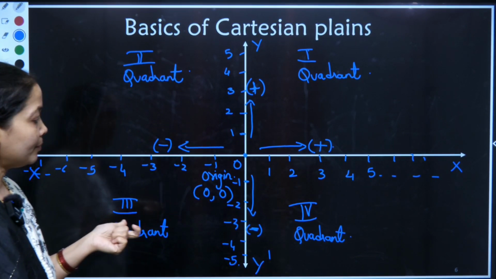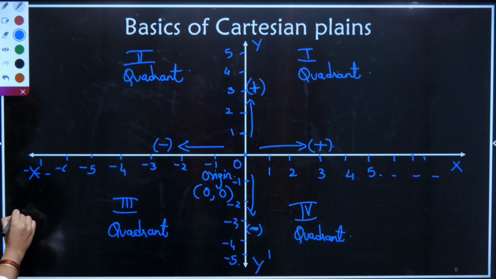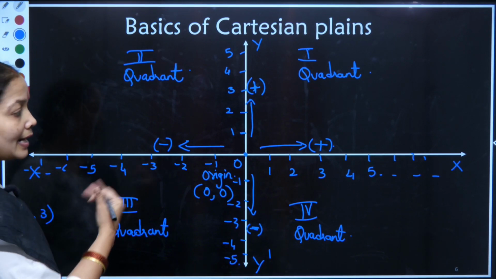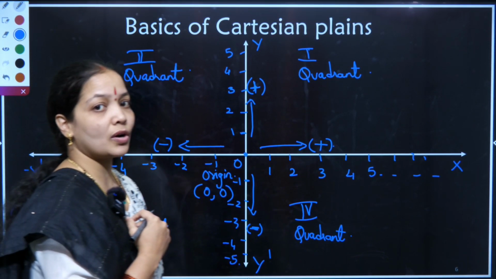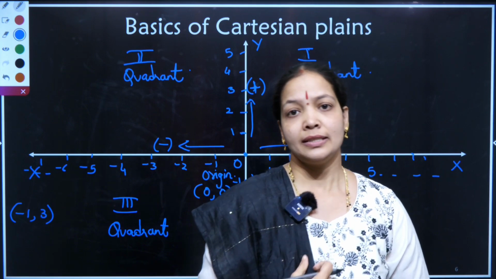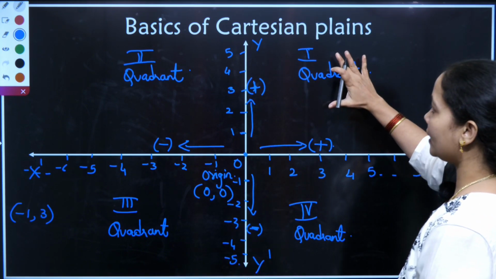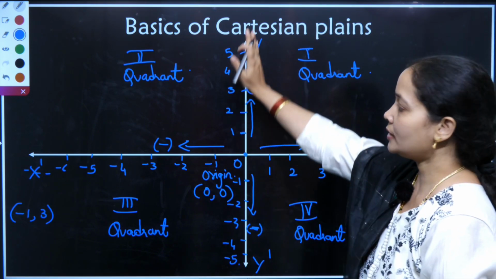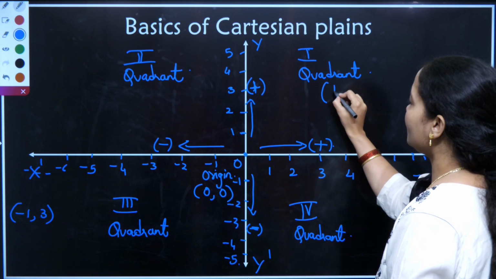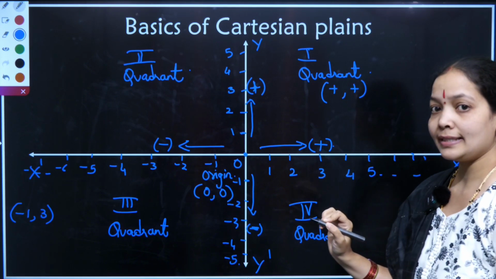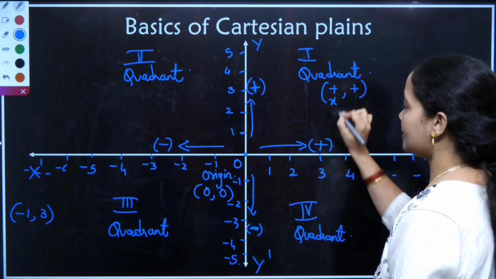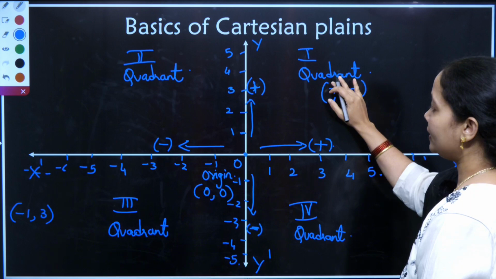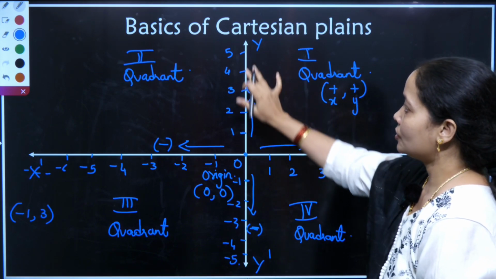For example, if the coordinates given to me are -1 and 3, I have to plot this point in the Cartesian plane, for which we need to analyze the sign convention of each quadrant. Looking at the first quadrant, this quadrant has the positive of the x-axis and the positive of the y-axis. So my sign convention for this quadrant will be x and y both positive. This point represents the x and this point represents the y coordinate. Therefore, the x point is positive and the y point is also positive.